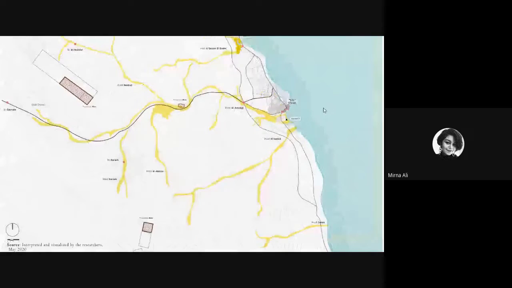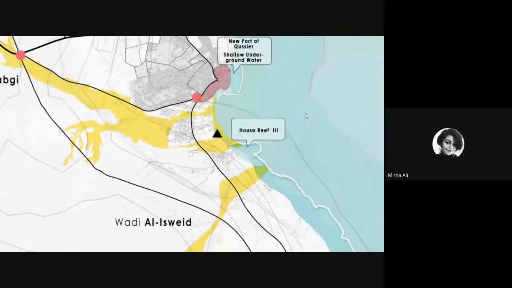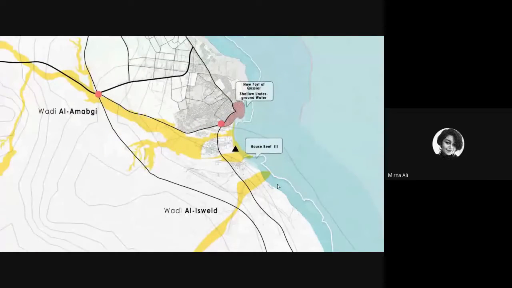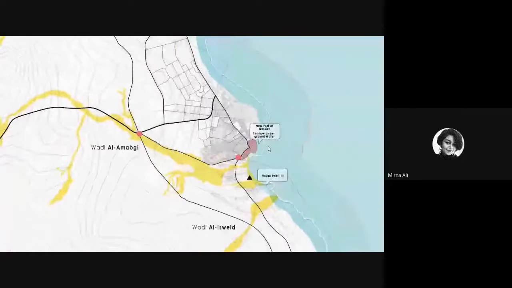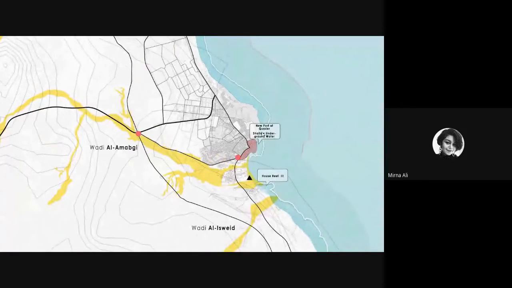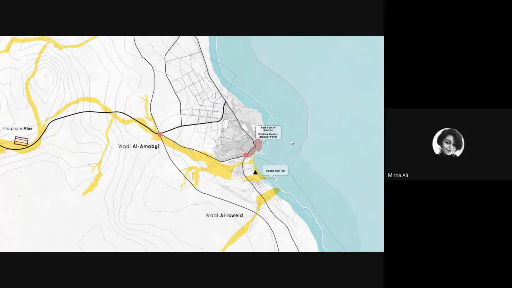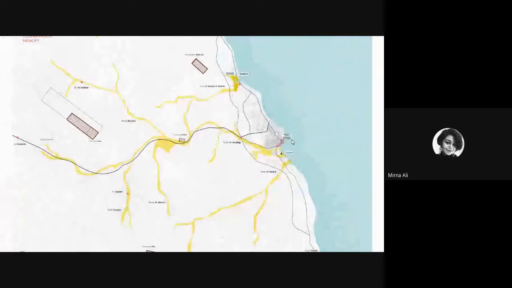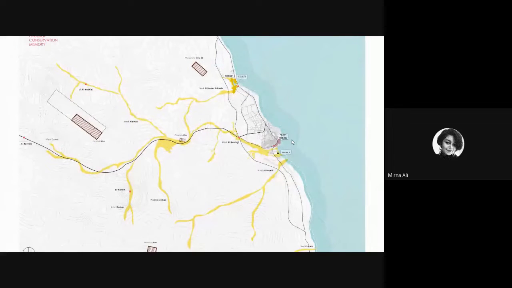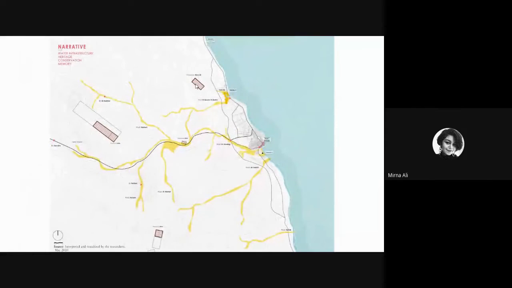Here we can see Wadi Al-Ambagi, which is connected to Wadi Qusair Qadim, and close to the historic core and the new part of the city. This is the new port of Qusair, and we have another house reef connected to Fanadi Resort. As mentioned, all the house reefs are used for diving activities. Those are the phosphate mines, and this is Wadi Al-Aswad, and in the south there is Wadi Zuraib. So next, please.